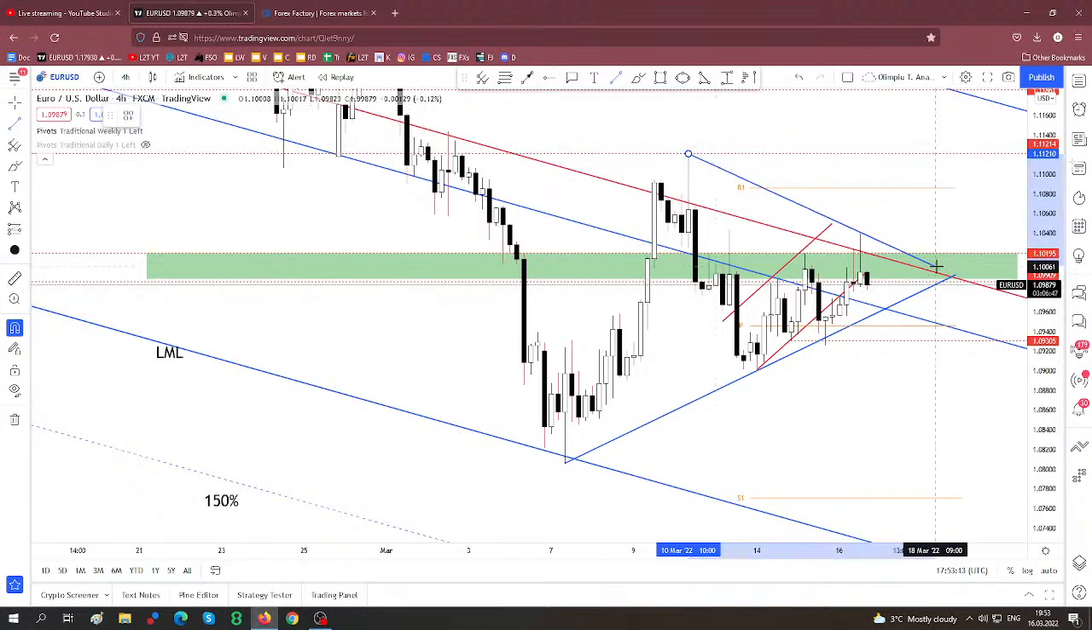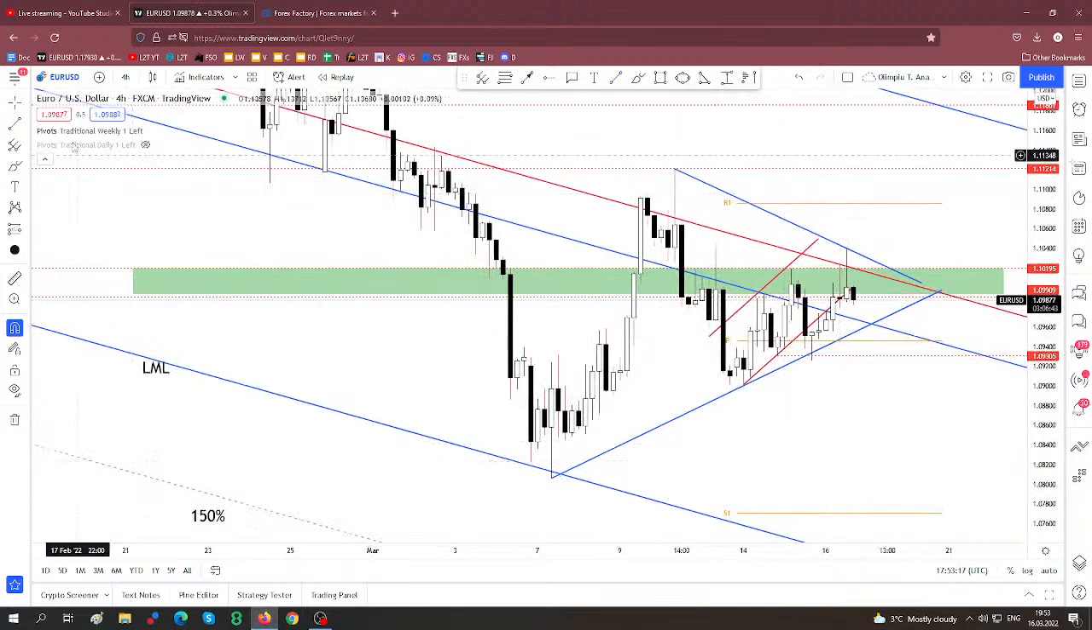Maybe we could wait for the euro US dollar maybe to escape also from this, I don't know, something like a triangle here or something, to make a valid breakdown below this uptrend line, or to make a valid breakout.